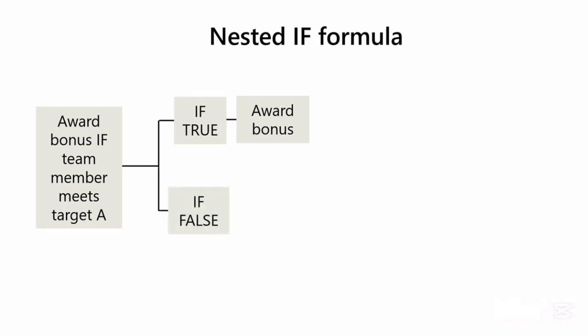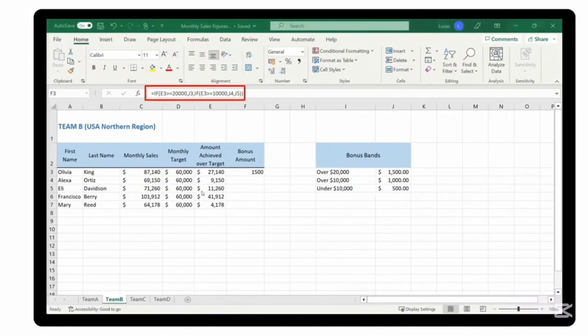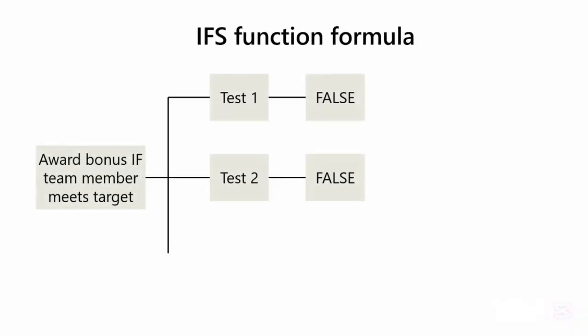However, the result of the logical test could also be false. If so, then another if function in the value of false argument could run another test and process different actions. For example, a nested if formula could check if a member of the Adventure Work sales team meets a specific bonus band. If the result is false, then a second argument could check the value against another band, and so on. The ifs function steps through the tests, checking each one.